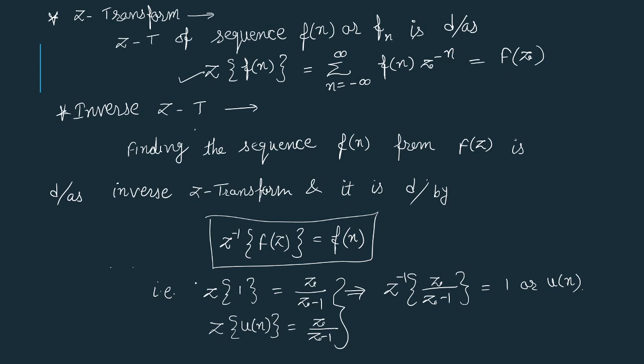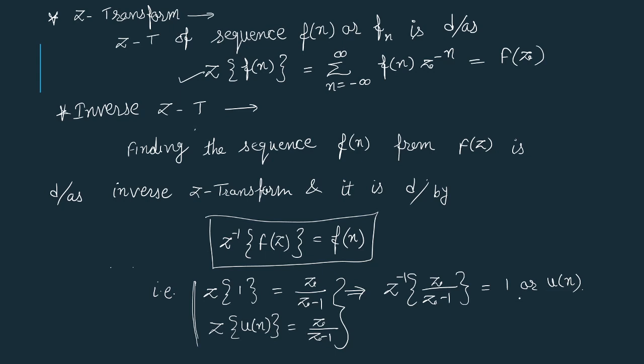If the formula is this, Z transform of 1 or u of n, its value is z upon z minus 1, then Z inverse of z upon z minus 1 equal to 1 or u of n. We can write all the formulas in this form.